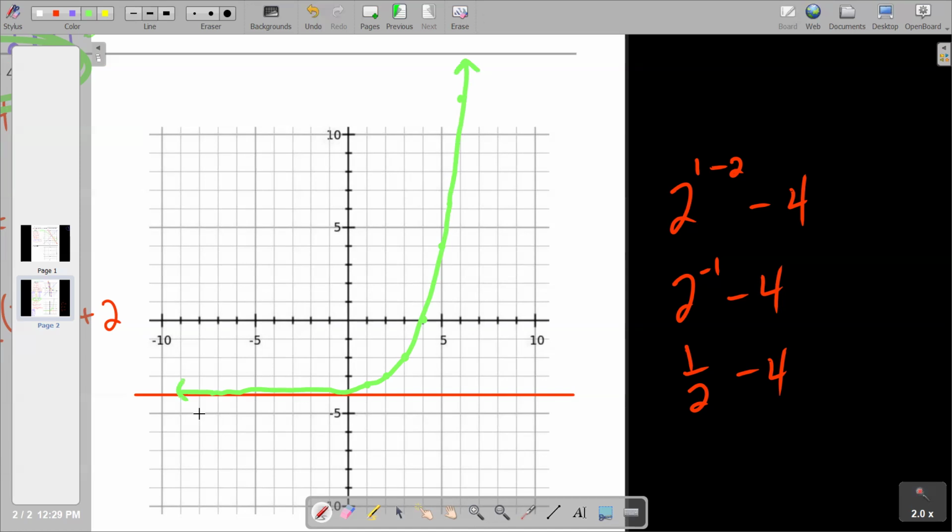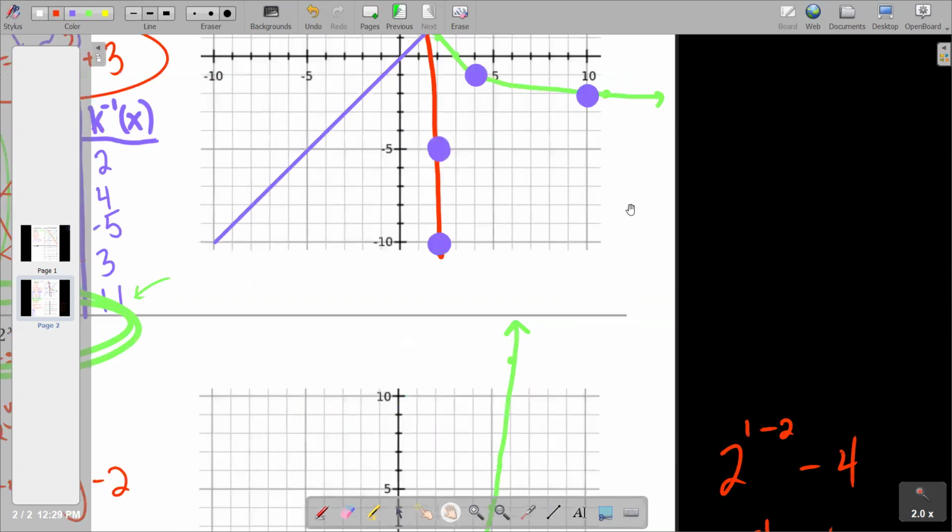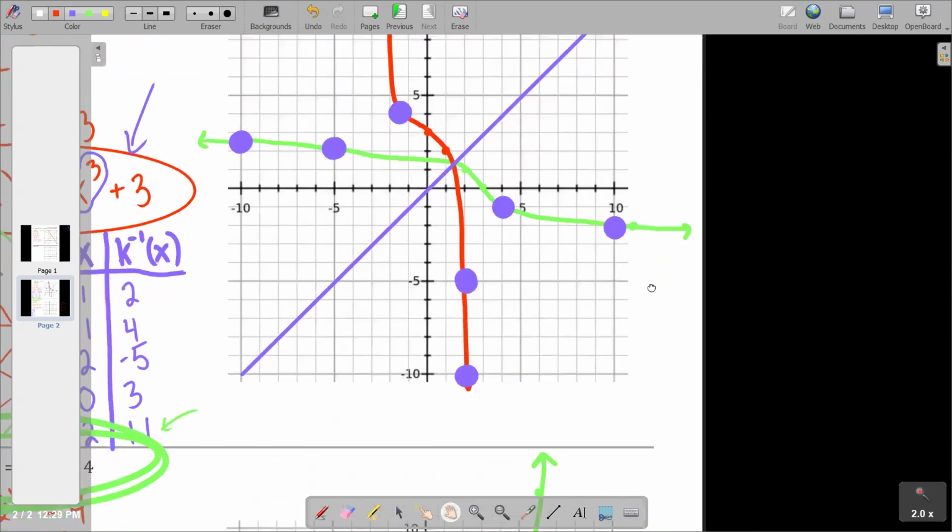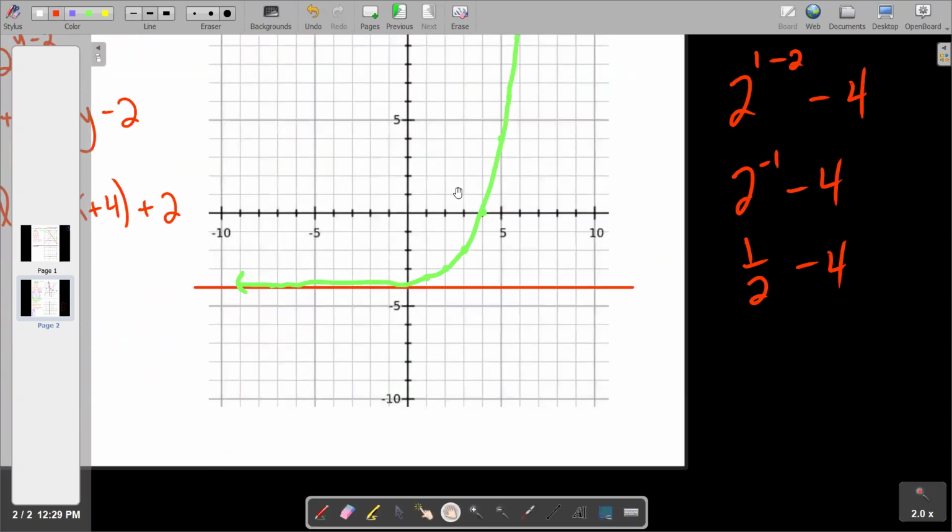And now, since we did all that hard work, let's go make a graph of j inverse of x, or what we claim to be j inverse of x. But it's a good sign when all the numbers are flipping like they're supposed to. So for this, I'm going to switch colors. I did green and red, so I'll do red for the second graph.